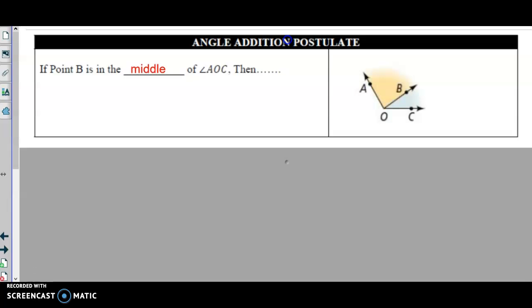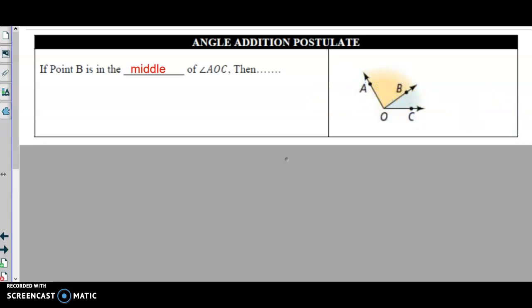All right. The next thing is the angle addition postulate. And the angle addition postulate is very, very similar to the segment addition postulate. If you have a point in the middle of an angle and there's a ray that goes through that point, then it's going to divide the big angle into 2 smaller angles.